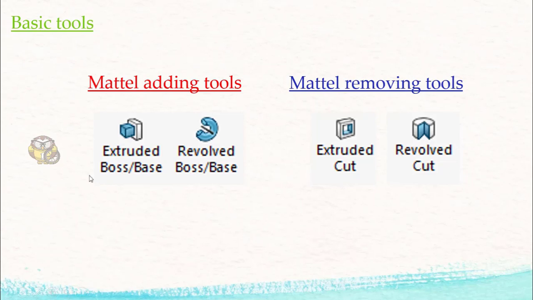In the metal adding tools, currently I show only two because the rest we will discuss in upcoming classes, because they are a little advanced. This is a very basic tool. Advanced tools we discuss in the next class. So here we have two tools, two icons or two features: extruded boss and revolved boss. These two are metal adding features. Then extruded cut and revolved cut.